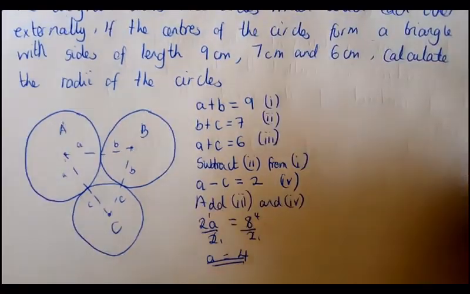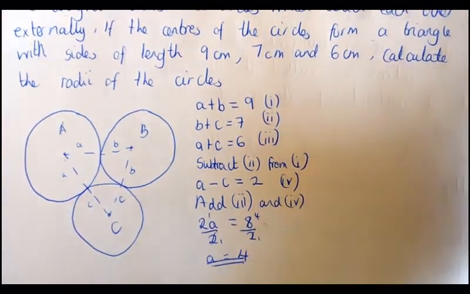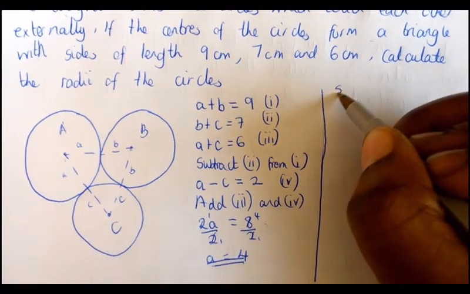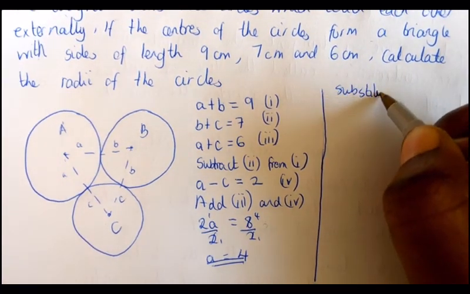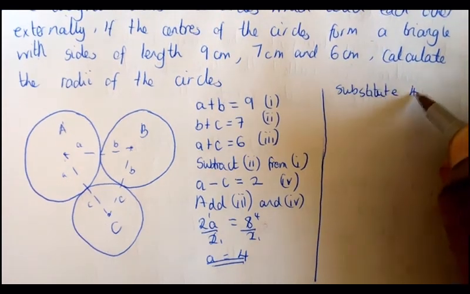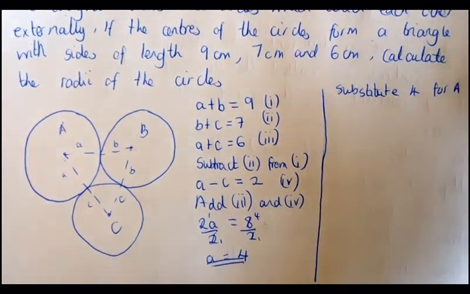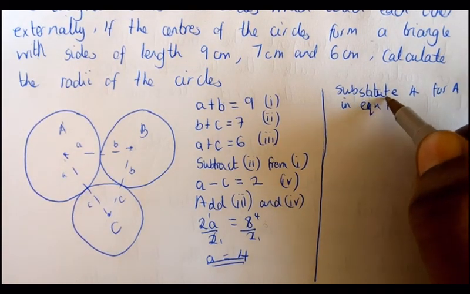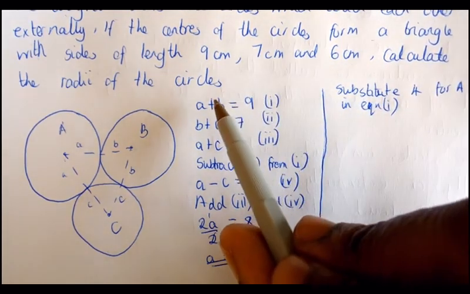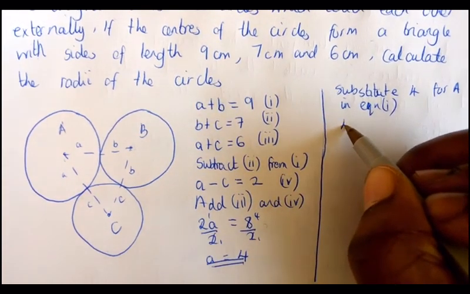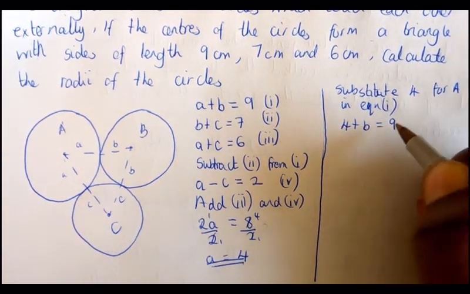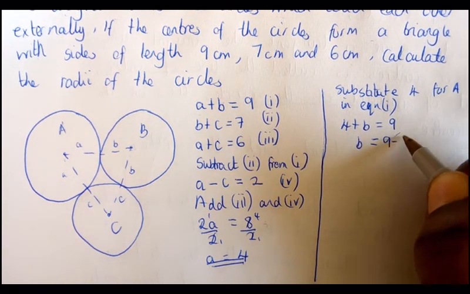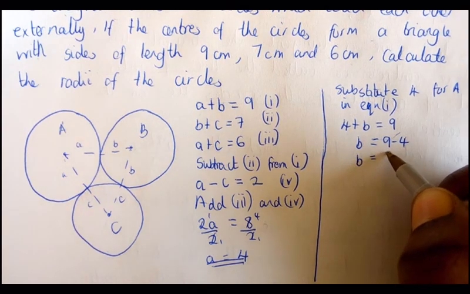Then the next step, we now have A, right? We write it here. We then substitute 4 for A in equation 1. Equation 1 was A plus B is equal to 9. So it becomes 4 plus B is equal to 9. Then we move 4 to this side. It becomes B is equal to 9 minus 4. So B is equal to 5.